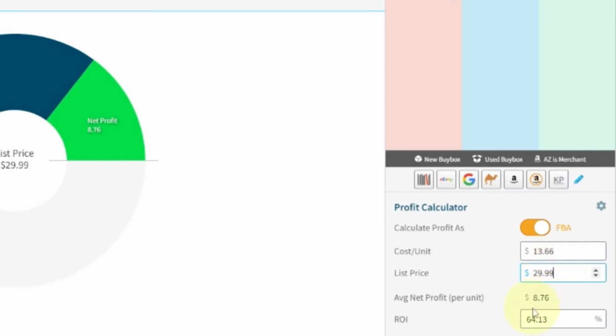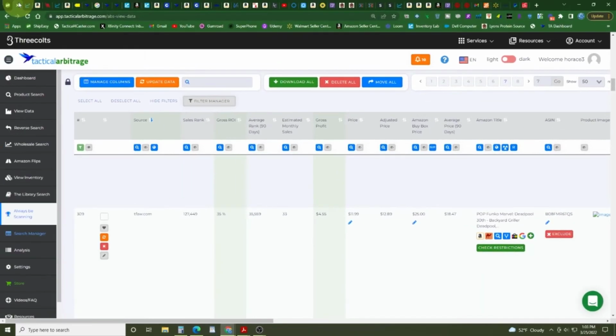Yes. And I'm still getting a 64% return on investment. These are the types of things you want to consider. Okay. Let's see if we got another one to look at.